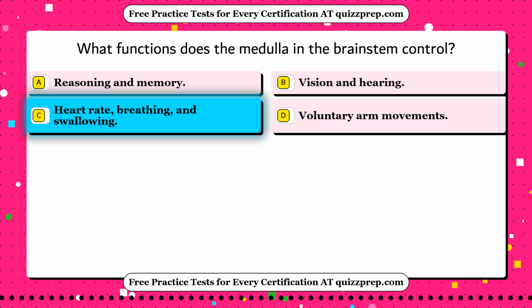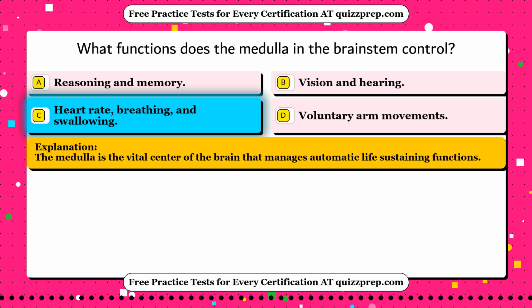The correct answer is option C, heart rate, breathing, and swallowing. The medulla is the vital center of the brain that manages automatic life-sustaining functions.